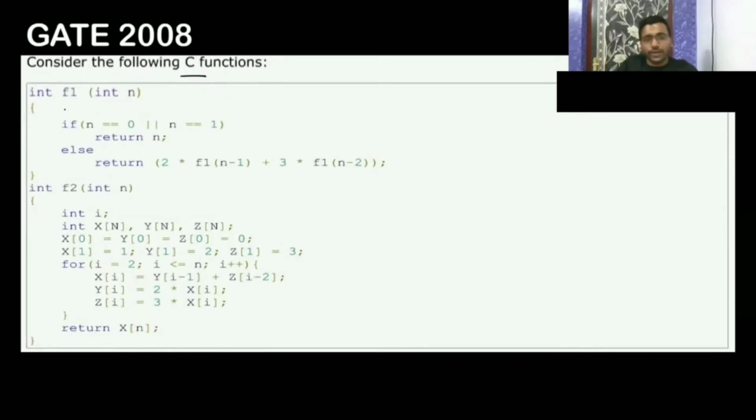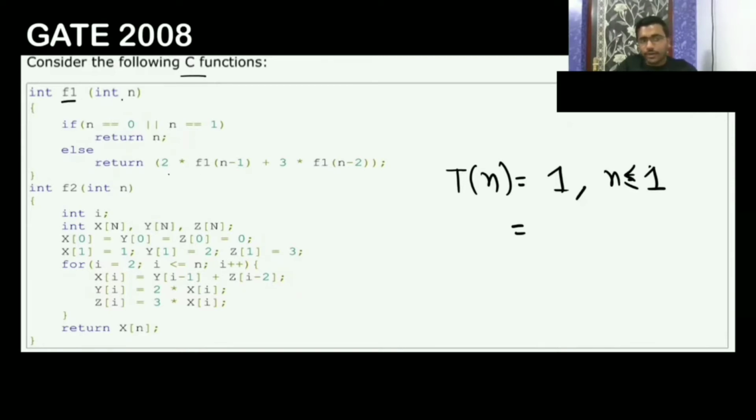Now see, for f1, if you try to give the recurrence relation, T of n is going to be constant time when n is smaller than or equal to 1. So when it is 0 or 1, you are going to return n. That work is going to take constant time, only 1. Now the else part: it is doing 2 into T of n minus 1.